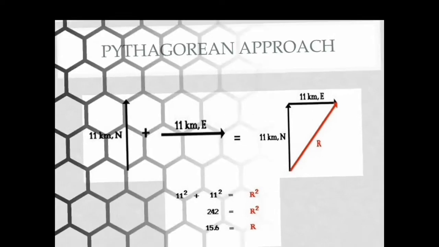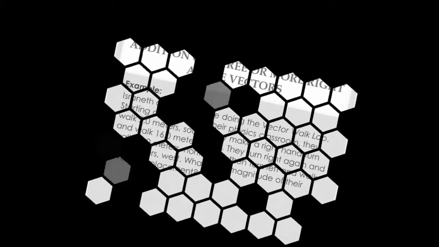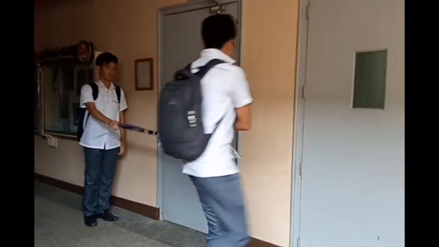Next, I'm going to show you how to add three or more right angle vectors. I'll give you first an example.